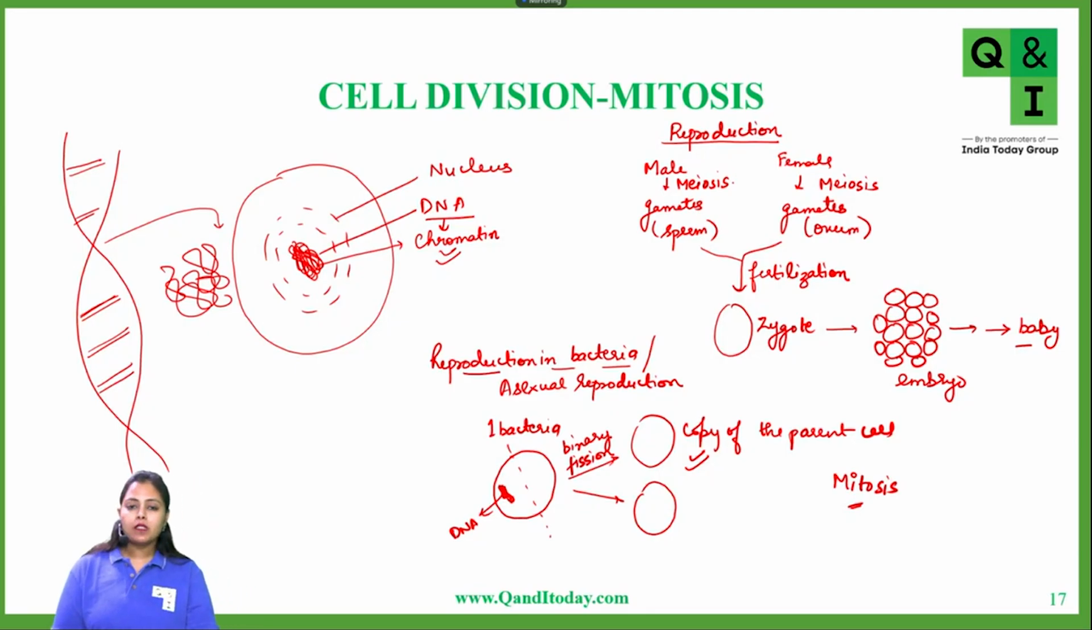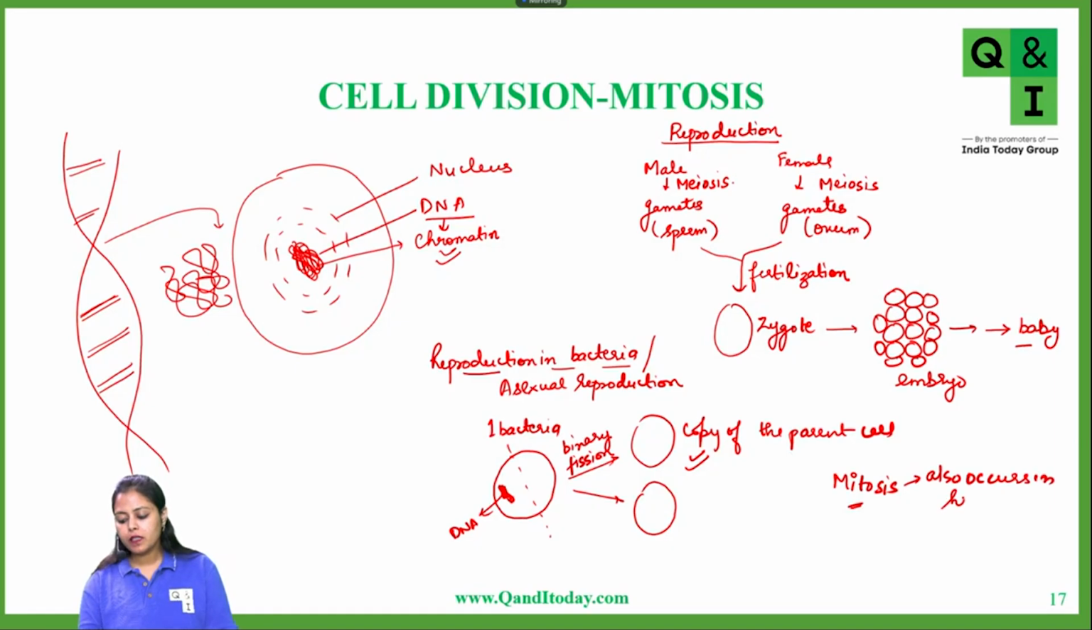Now, mitosis not only occurs in lower unicellular organisms, but mitosis also occurs in humans. Now see, whenever this binary fission was occurring in bacteria, it was a part of reproduction. But when mitosis is occurring in humans, it is not a part of reproduction. So exactly when is mitosis happening in a human?